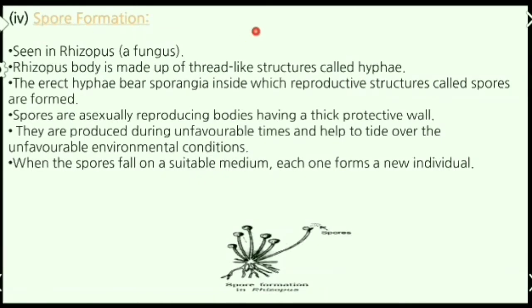Spore formation. This is seen in Rhizopus, a fungus. Rhizopus body is made up of thread-like structures called hyphae. The erect hyphae bear sporangia, inside which reproductive structures called spores are formed. These spores are asexually reproducing bodies which have a thick protective wall. They are produced during unfavorable times and help to tide over the unfavorable environmental conditions. When the spores fall on a suitable medium, each one forms a new individual.